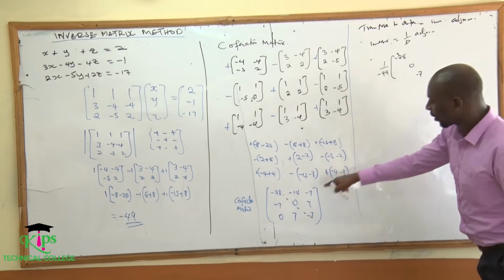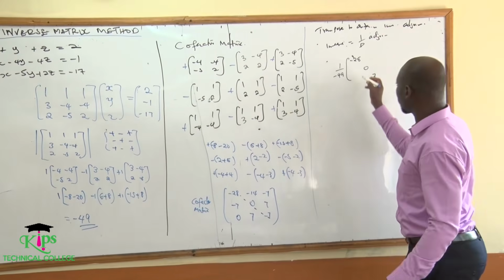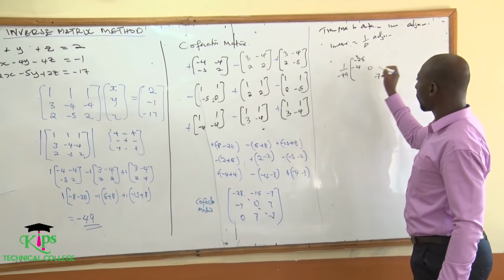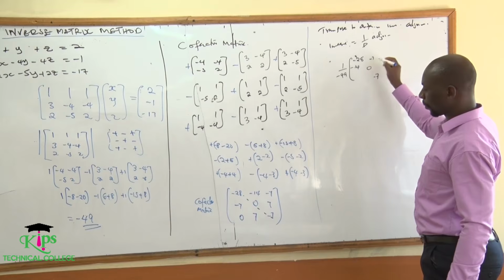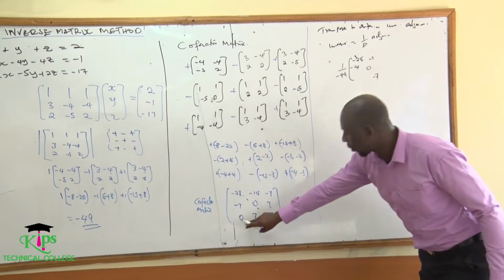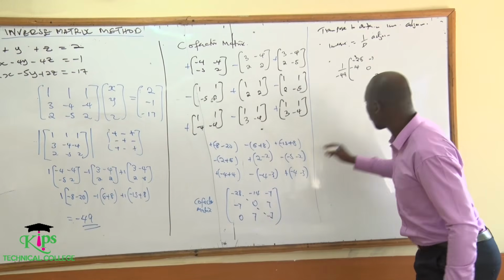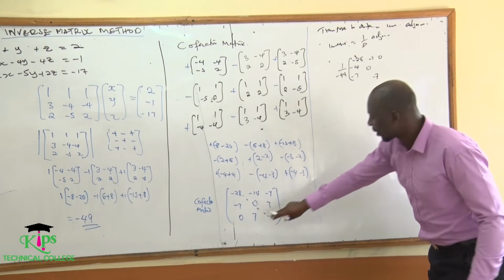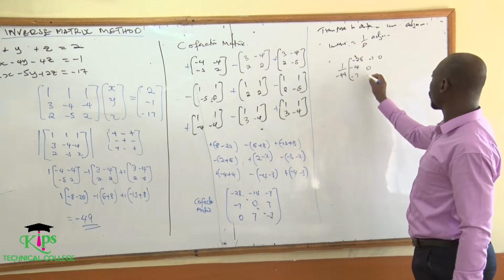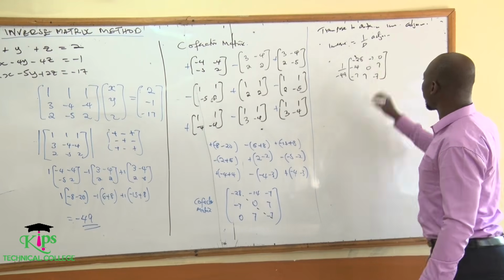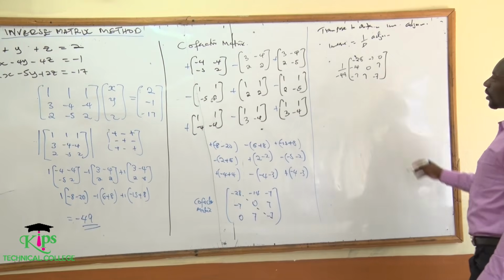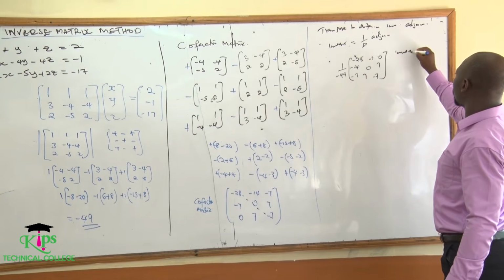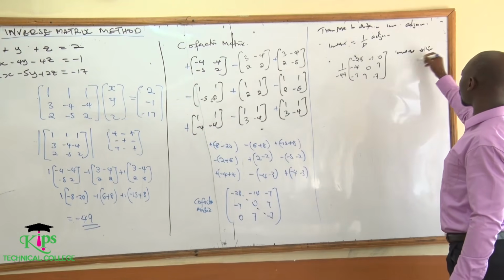Here it means that negative 14 comes here, negative 7 comes here. That's negative 14 here. Here negative 7. Here we have 0 comes here, negative 7 goes down. So here is negative 7, here we have a 0. And the 7 and 7 cross terms, so it's just 7, 7. So that is our inverse. So this is the inverse of the matrix.